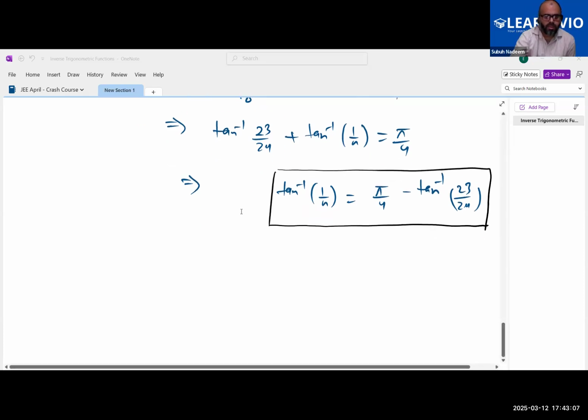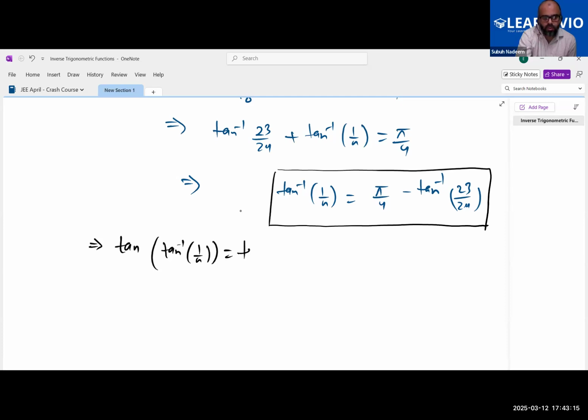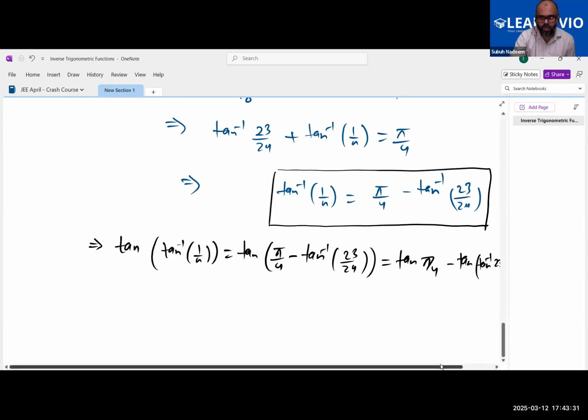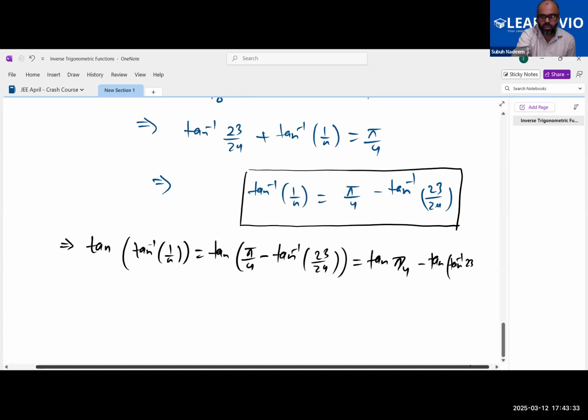Okay, so let us see. There is nothing more now, not much now. Tan of tan inverse 1 by n, we are writing it here, is equal to tan of pi by 4 minus tan inverse of 23 by 24. So this is tan of (A minus B), where A is pi by 4 and B is tan inverse of 23 by 24.